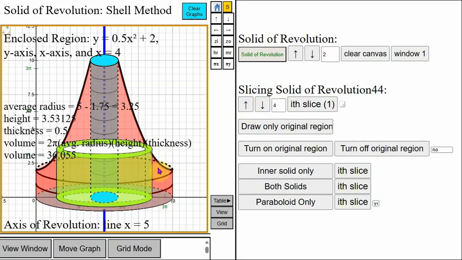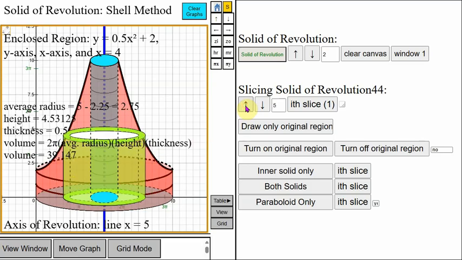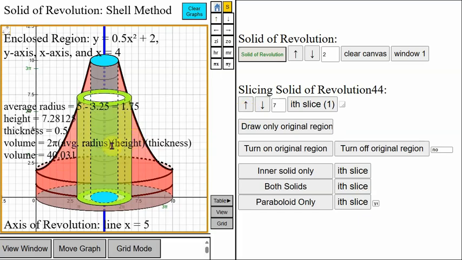Volume is 36.055. Shell number 5, volume is 39.147. Shell number 6 is 40.865. Shell number 7 is 40.031. And shell number 8 is 39.270. Now let's add the volumes of the 8 shells together.